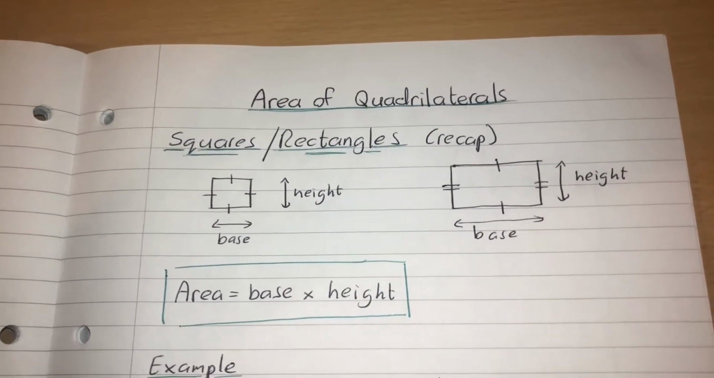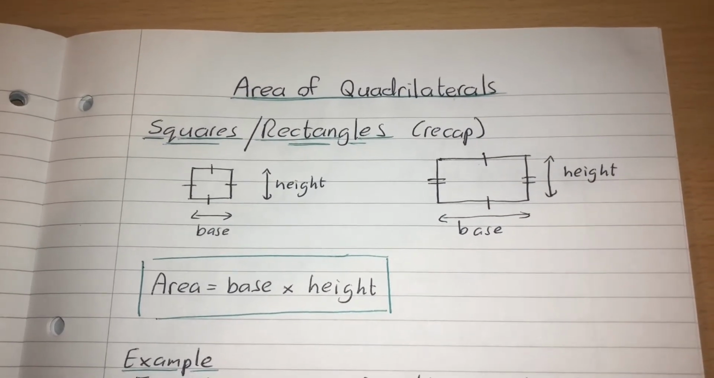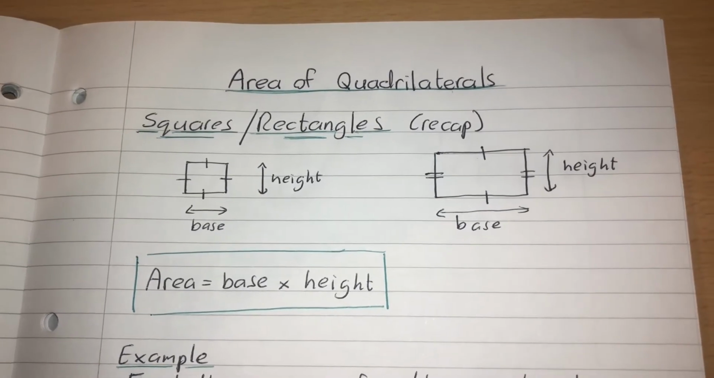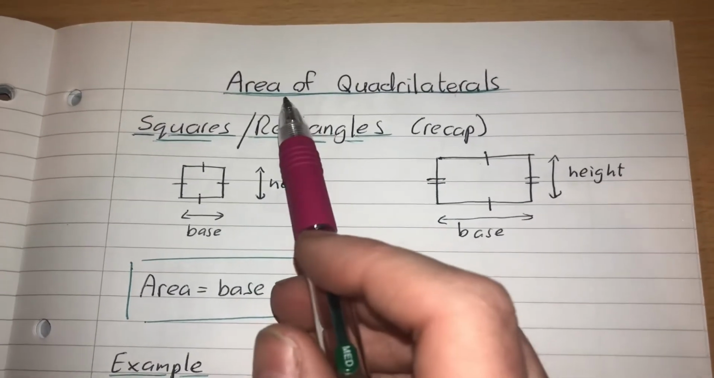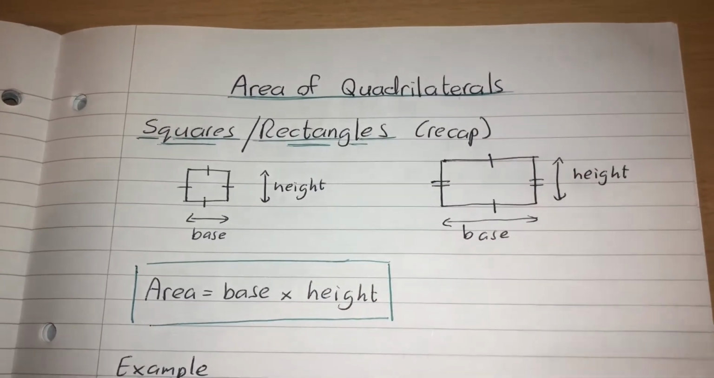Okay, so in today's lesson we're going to carry on with area. This is the second of our lessons on finding the area of different shapes this term. What we're going to look at today is how we find the area of our different quadrilateral shapes. A quadrilateral is a four-sided shape.